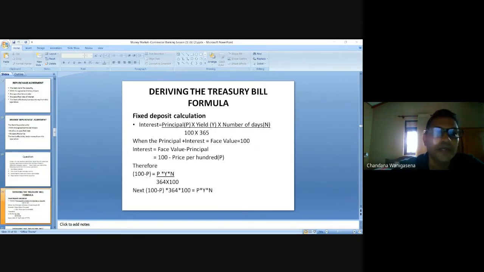Basically, you must say what is the principal amount. If it is 1 million, so what is the interest rate? Yield is actually replaced here by interest rate, right? So in a fixed deposit we say interest rate, but in bonds and treasury bills we call it yield, right? So let's say it's 8%.